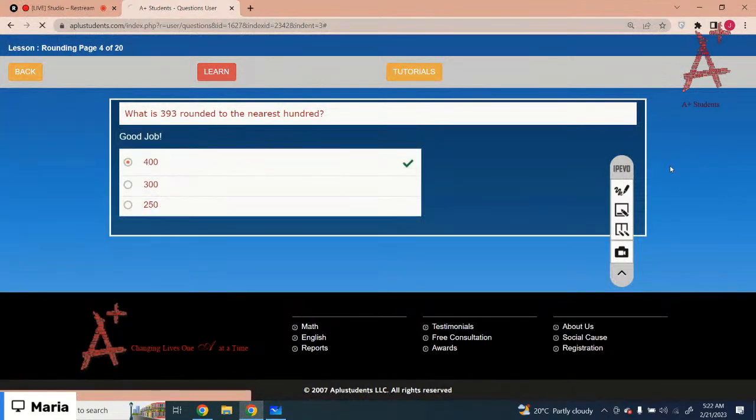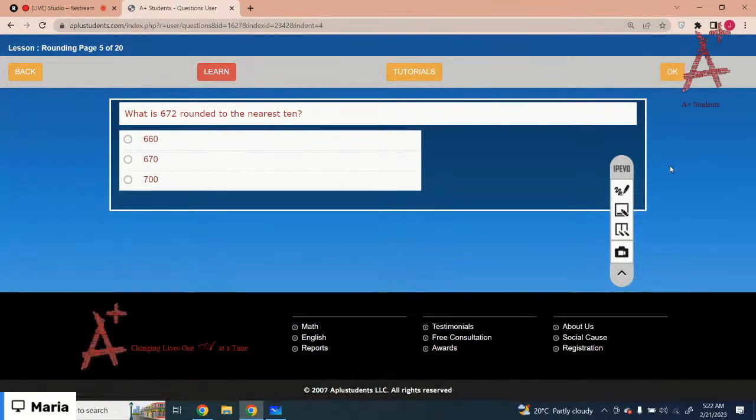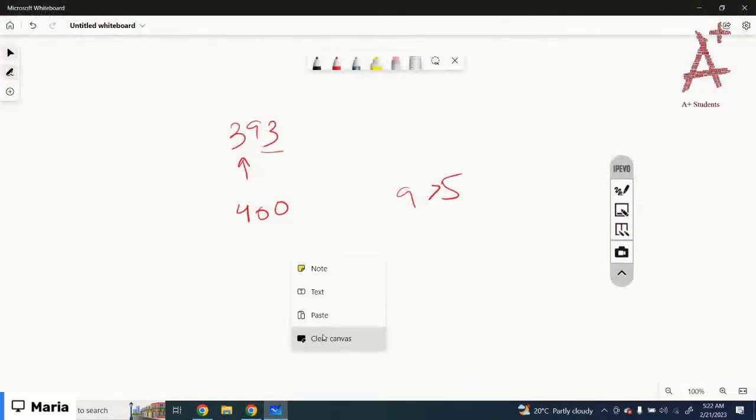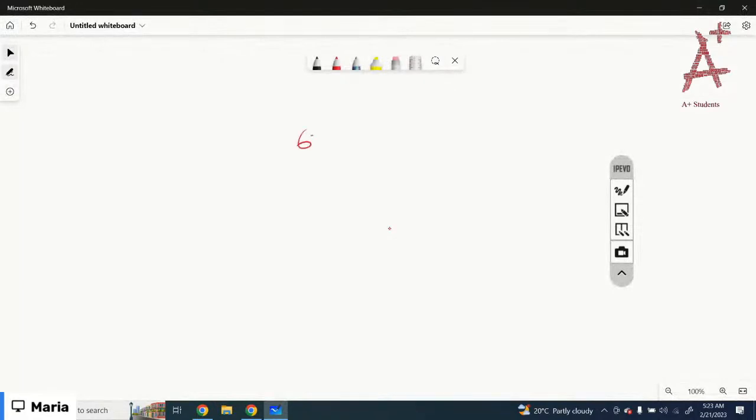Okay, the next one is, what is 672 rounded to the nearest 10? You have to round off to the tens digit. 672, the tens digit is this one. 7 is at the tens position. Got it? So just look at the right digit. The right digit is 2. So 2 is greater than 5 or less than 5? 2 is less than 5.